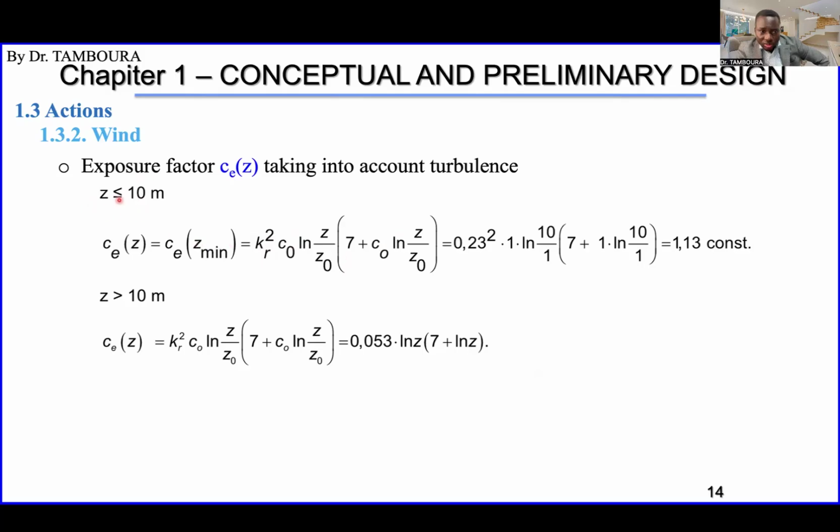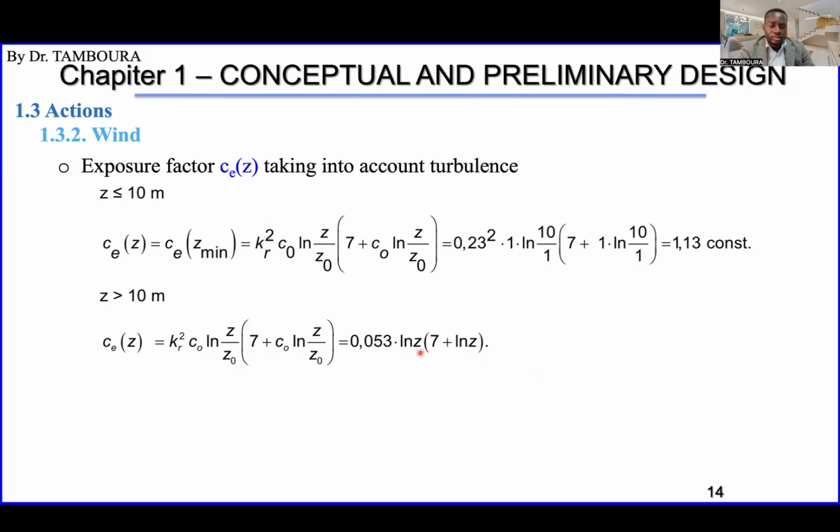So below or at 10 meter level, this is what we have. We have this value, constant. It doesn't depend on Z. We consider that it is this value, even below that value. And for Z larger than 10 meter, then this value is what we have. In this case, you see that it will depend on Z. It is a function of Z, the height of the building.